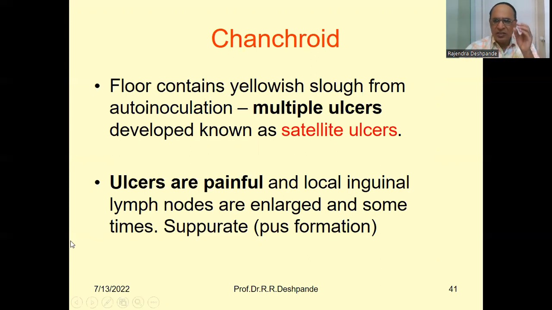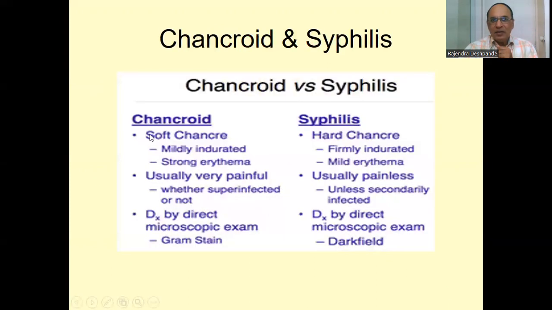All these small ulcers are definitely painful, and local inguinal lymph nodes are sometimes enlarged and sometimes not. It is not mandatory. You have to check the inguinal region for lymph gland enlargement, but basically the ulcers are multiple and painful. Sometimes this lymph node enlargement can get pus, which is called the suppuration process.